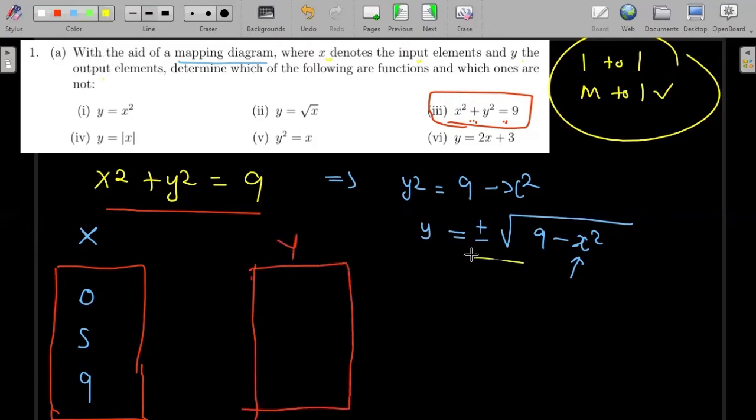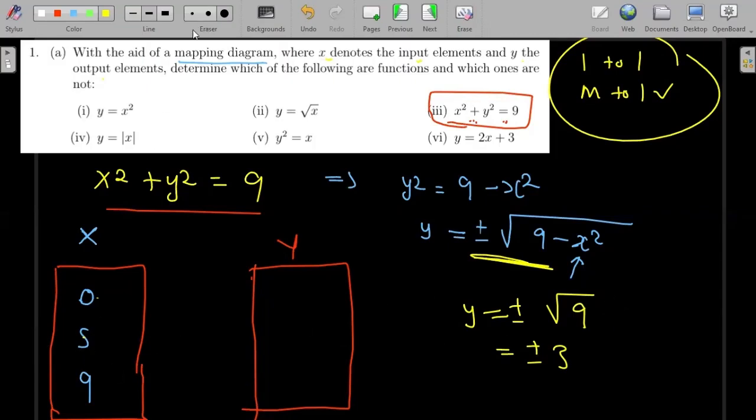Remember, my y is given by this equation. So if my x is 0, then y equals plus or minus the root of 9, because the x squared there will just be 0. What is the root of 9? Plus or minus root of 9 is 3. So it means this 0 here will be mapped to two values, plus 3 and minus 3. What if my x is 5? If my x is 5, what am I going to have?